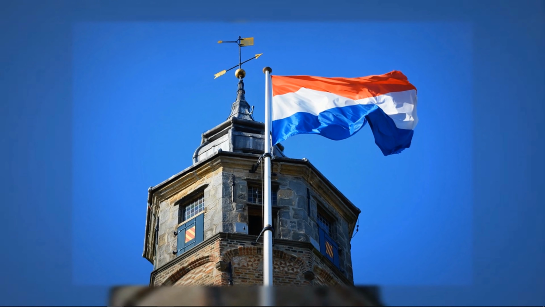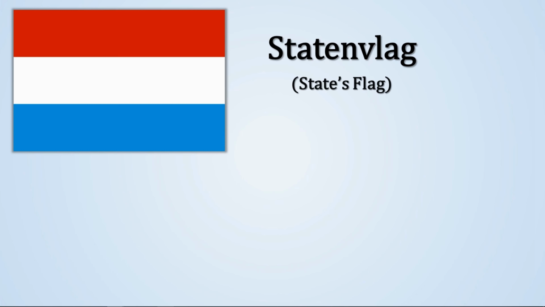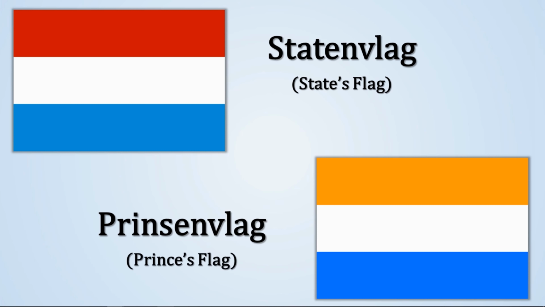Clearly though, the red, white, blue version stuck around somehow, because otherwise today we wouldn't have the flag that we do. And today we also have 2 different names for the orange, white, blue and the red, white, blue in Dutch. Now the red, white, blue is known as the Statenvlag, which is the state's flag, whereas the orange, white, blue is known as the Prinsenvlag or prince's flag.